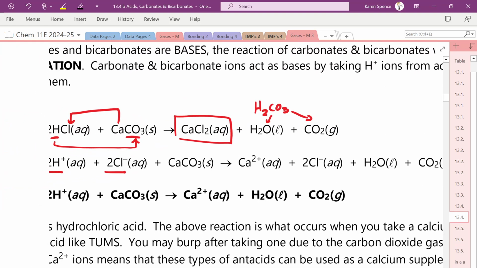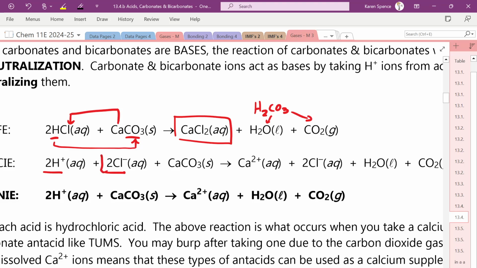And when we go to do our net ionic equation, you'll notice that we have our spectator ion Cl minus. And so our net ionic equation is 2H plus, CaCO3 gives Ca2 plus, H2O and CO2. Is that good? Okay.